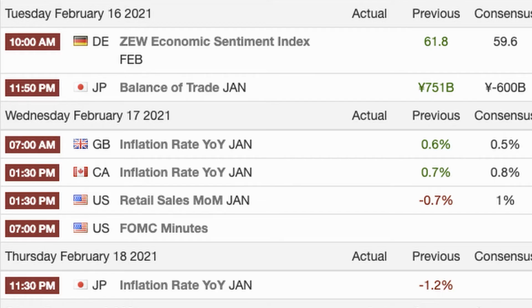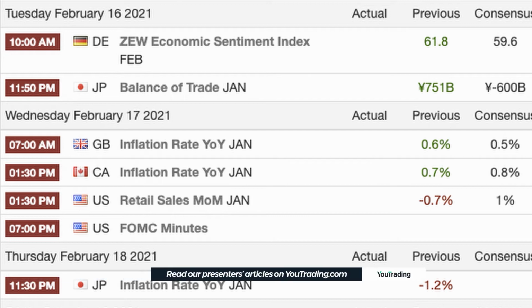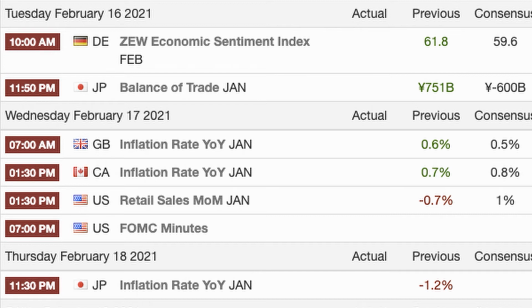The economic calendar, as I said, is pretty light this week, but some key points that we should be aware of are tomorrow's German ZEW Economic Sentiment Index and Japan's trade balance data. On Wednesday, we've also got US retail sales and their important FOMC meeting minutes. So we should be aware that trading might go a little bit slower towards the meeting minutes.